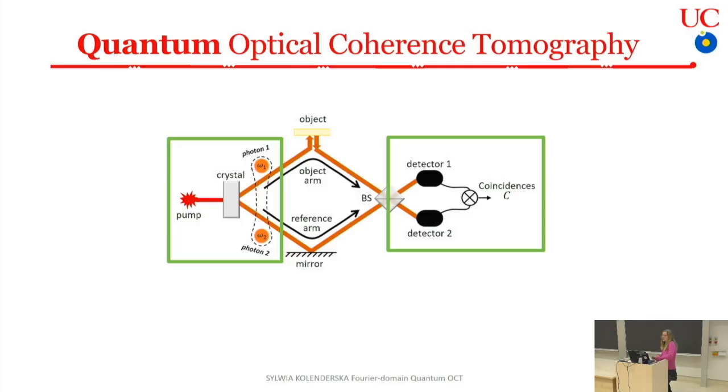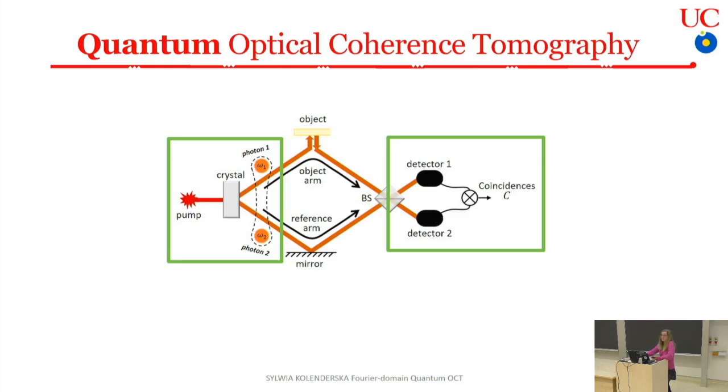In quantum optical coherence tomography, because we have two photons, the detection is a bit more complicated. We have two detectors which detect the coincidence, so the simultaneous arrival of the photons at each detector.